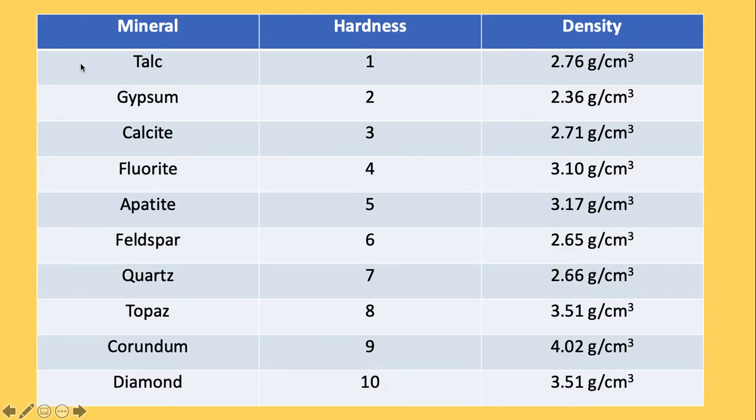And here's a list of minerals with their hardness and their density. Some minerals have similar densities, but for the most part, they have a unique density. So density is one of the things you can measure to try to help you determine which mineral you have. Although if you look at topaz and diamond, they have exactly the same density. So if you had a mineral and you weren't sure what it was and you got 3.51 as the density, you might need to test the hardness or something else in order to determine what you have.